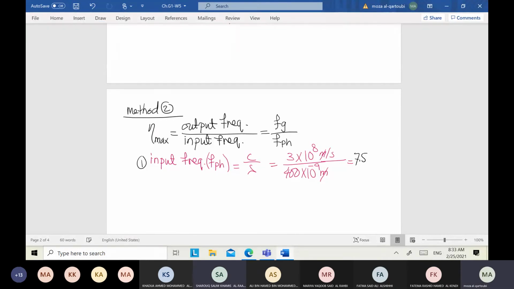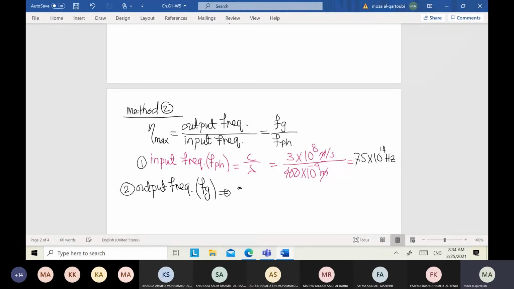7.5 times 10 power 14 hertz, yes, 1 over S. So this is the input. Again, we'll now find the output frequency, I mean the frequency of gap. Okay, how to find the frequency of gap? Now we'll apply the energy, because the energy is given, equal to 2.35 electron volts. So we can now apply the rule of energy.